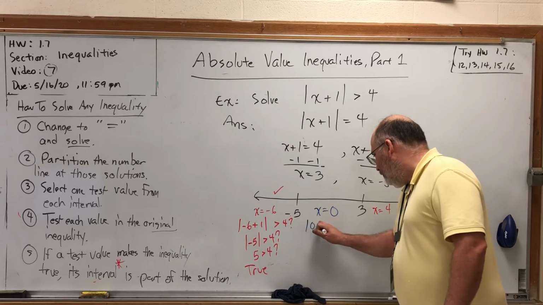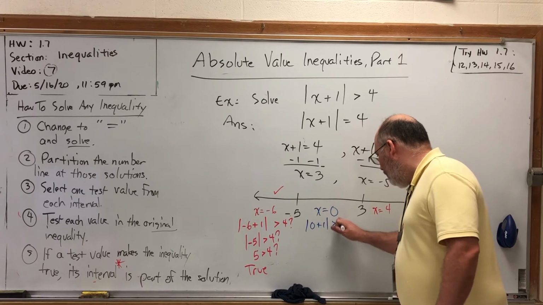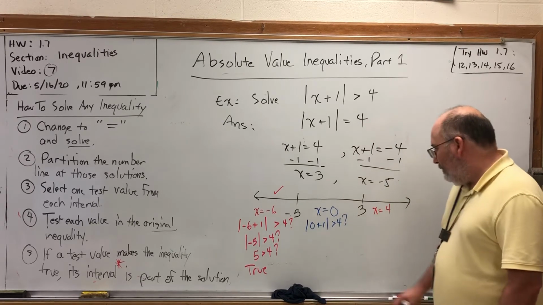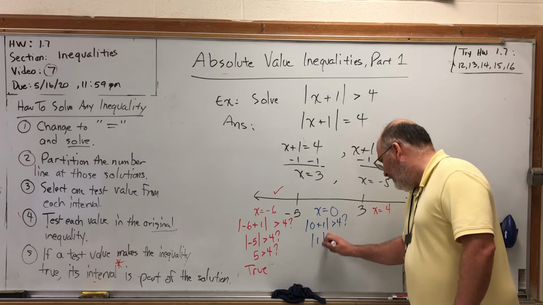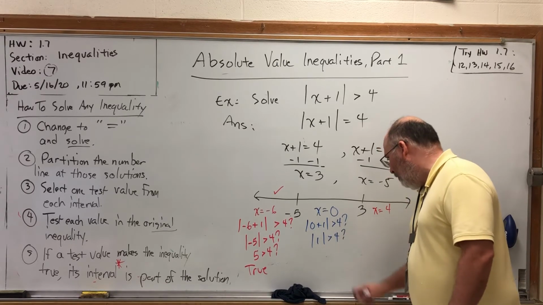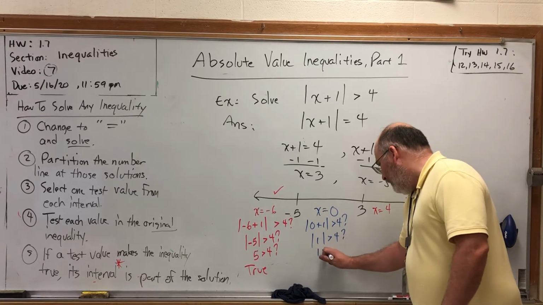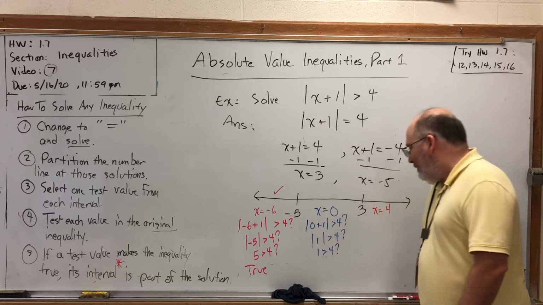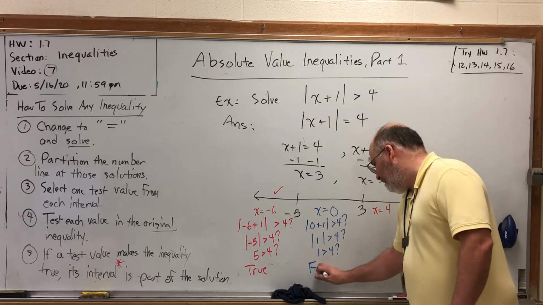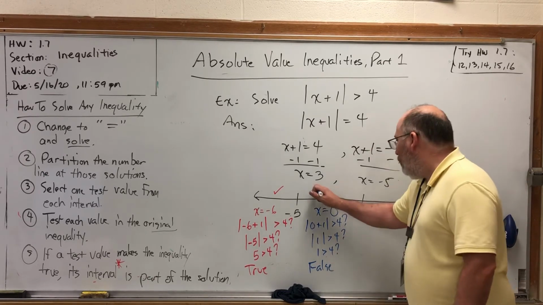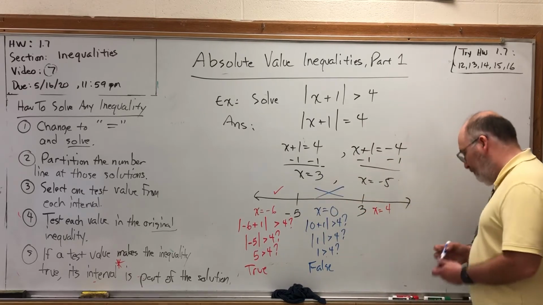Absolute value of 0 plus 1 is greater than 4 is what we're asking. Well, 0 plus 1 is 1, so the absolute value of 1 is greater than 4, but the absolute value of 1 is 1, and the statement 1 is greater than 4 is false. So we do not want the interval that the 0 came from.